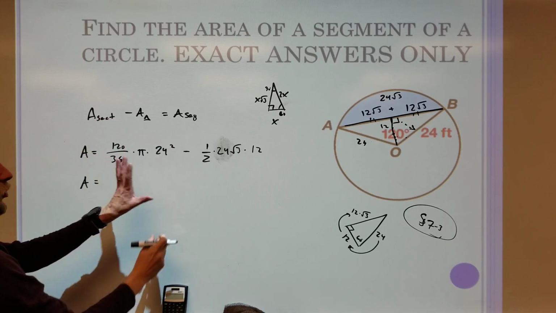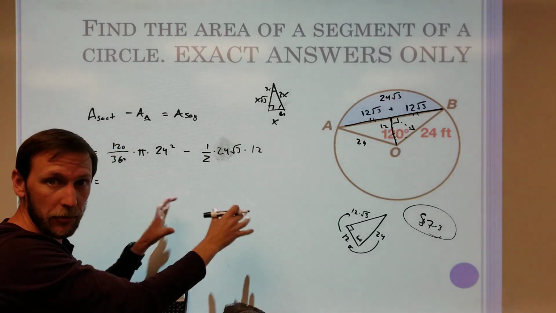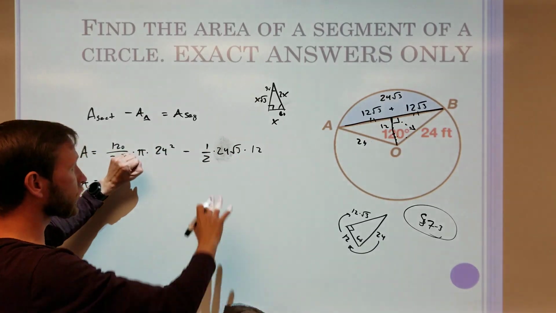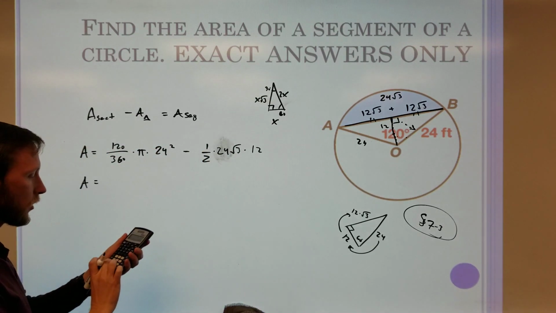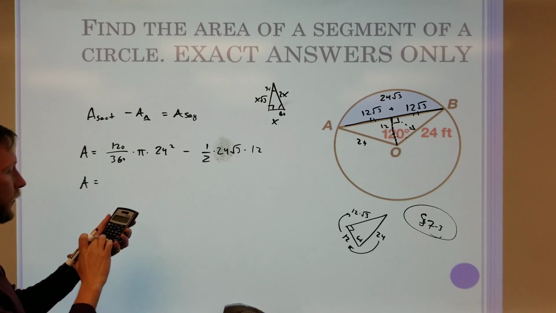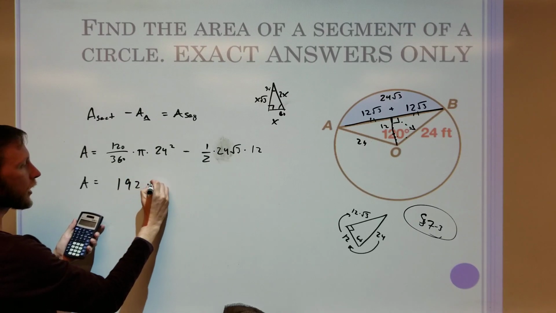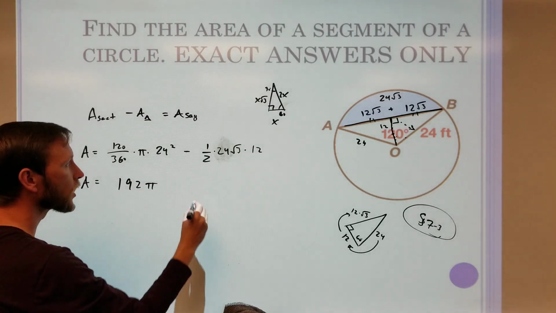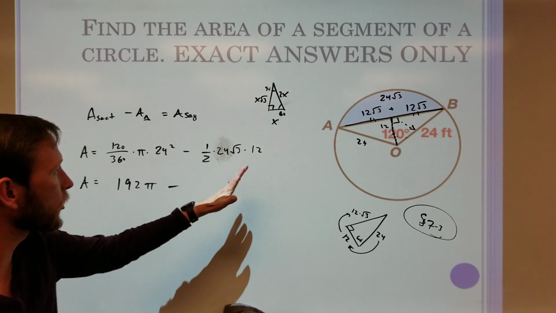We're going to work this, which is in terms of pi, and this, which is with a radical. They will not be able to combine. This is going to be subtracting that, so we're going to do this one first. 120 divided by 360, or a third of 576, or 24 squared, leaves us with 192 pi. Next, we are going to subtract. Before you get all worked up in the calculator of like, how do I do this?